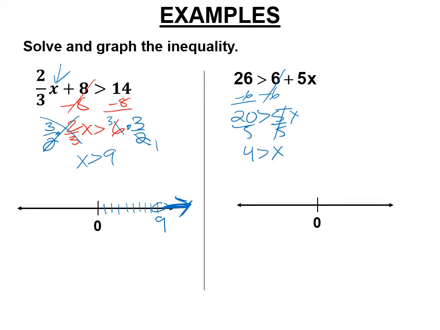4 is greater than x. So what did I say yesterday? So this is where I tend to switch this around. If you switch it around, you got to switch it all around. And I switch it around to x is less than 4 if 4 is greater than x. So 1, 2, 3, 4. Open circle, and we need all the numbers less than 4.